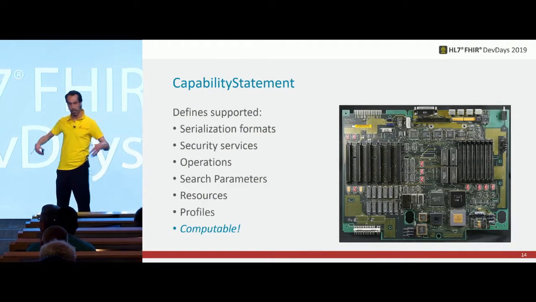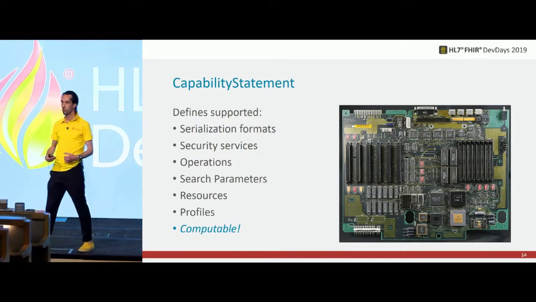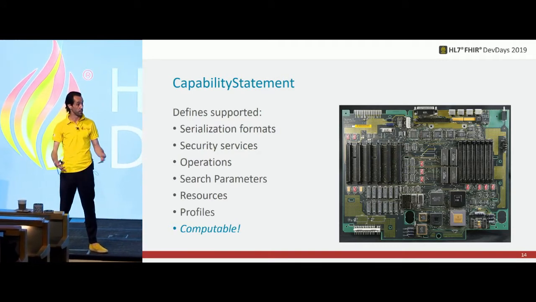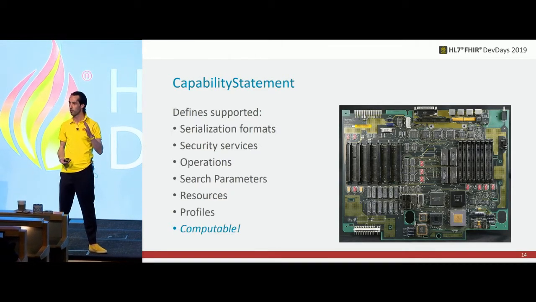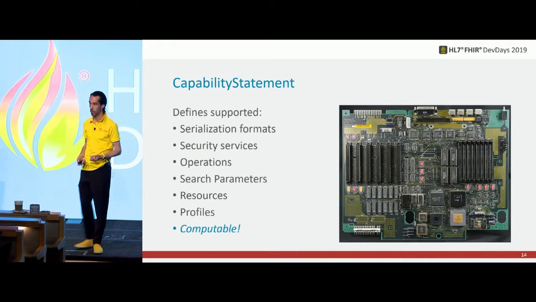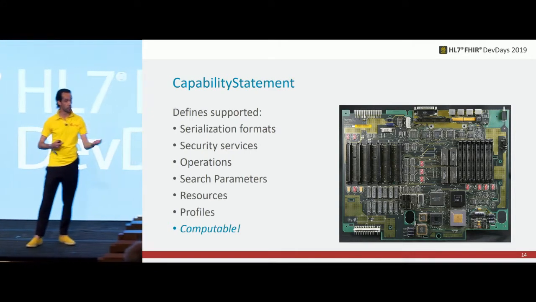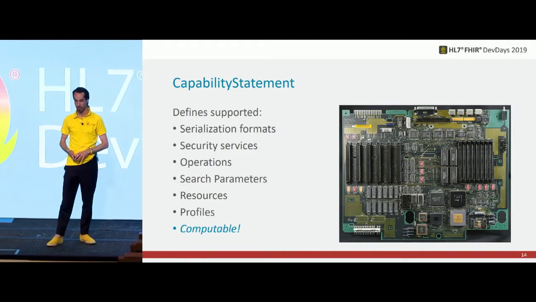Capability statement kind of ties it all together. A capability statement is published by a server, and that's a way for a server to advertise its capabilities in a computable way. So a client, on the first request to a server, gets a capability statement, and then a client can dynamically disable or enable certain features in the UI depending on the capabilities of the server it's connected to. So this is very useful in a dynamic situation where you don't know the clients you're talking to, and they will vary. So you have discoverability.